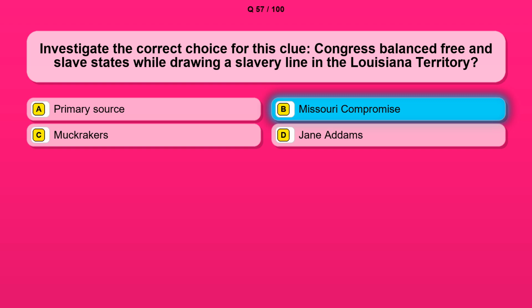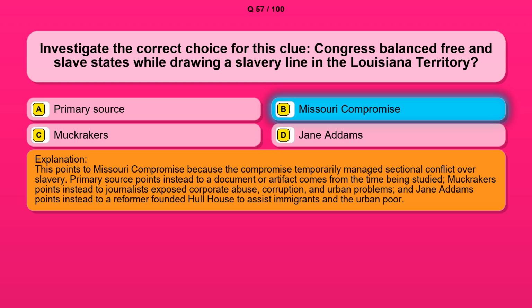The correct answer is option B, Missouri Compromise. This points to Missouri Compromise because the compromise temporarily managed sectional conflict over slavery. Primary source points instead to a document or artifact from the time being studied. Muckrakers points instead to journalists who exposed corporate abuse, corruption, and urban problems, and Jane Addams points instead to a reformer who founded Hull House to assist immigrants and the urban poor.